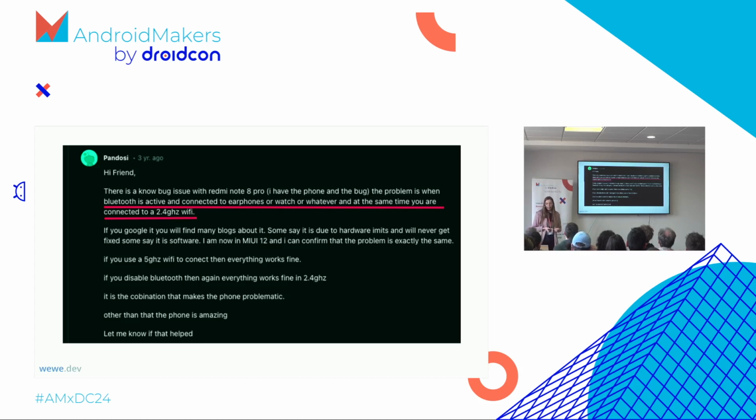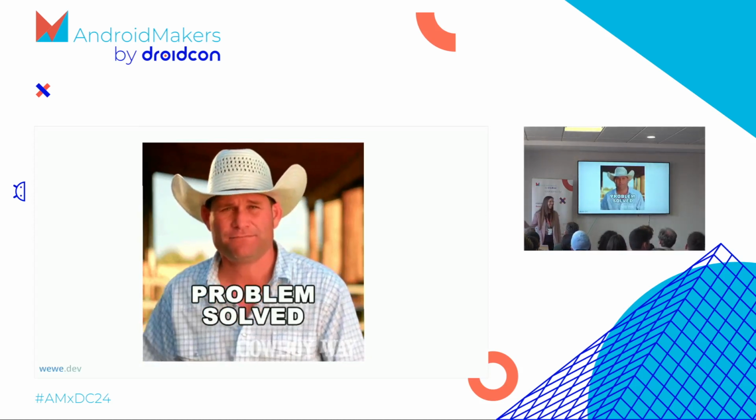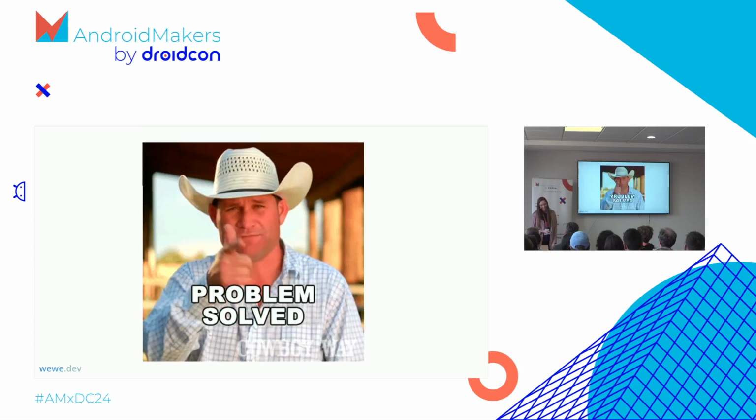When Bluetooth is active and connected to the earphones, and at the same time he tried to connect to Wi-Fi 2.4, this combination seems to be problematic, because when he is connected to 5 gigahertz Wi-Fi, his Bluetooth works fine. But when he's using only 2.4 gigahertz Wi-Fi, his Bluetooth is not working. So maybe problem solved, we may go home. I will say, just buy another device, and that's not my problem.